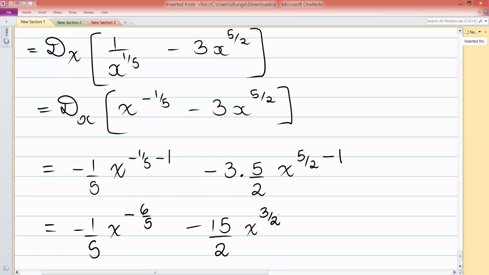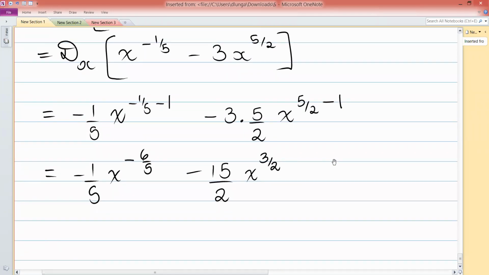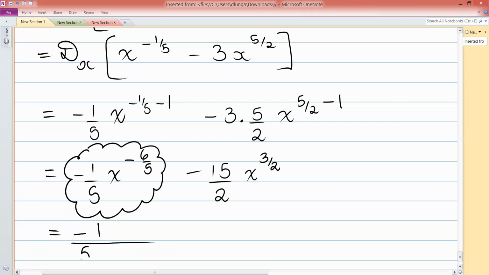Okay, second term, look at the second term. Is that correct? Yes, ma'am. Okay, so if they haven't explicitly stated that you should not leave your answer with negative exponents, or if they said no negative exponents, we're going to have to change this one. How would you change that? This would become negative 1 over 5 x to the power of 6 over 5. The second term just stays like that because that one doesn't have any negative exponents.